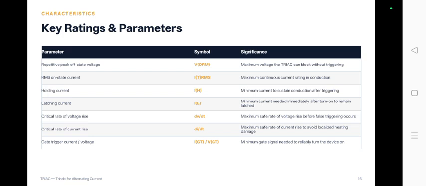Next are the key ratings and parameters. For example, repetitive peak voltage, RMS on-state current, holding current, latching current, critical rate of voltage rise, critical rate of current rise, and triggering current and voltage.